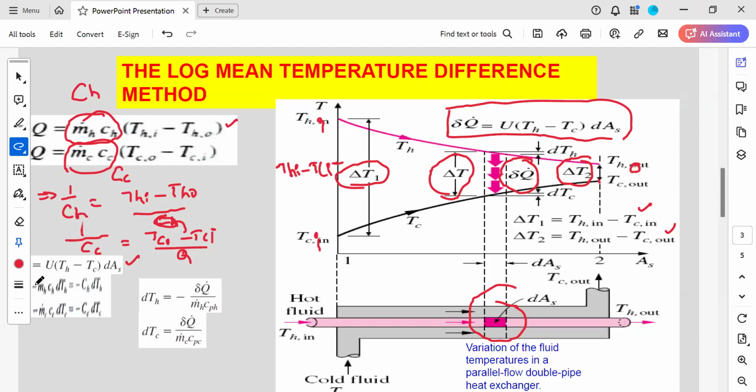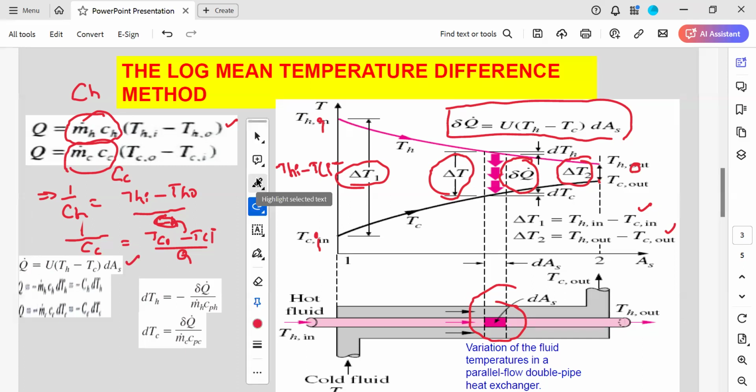From this equation we can write dq as the heat given by the hot fluid, which is minus MH CH dTH, where dTH is the change in hot fluid temperature along the length. Similarly, the heat taken by the cold fluid for that length is dq equal to MC CC dTC. Here MH CH is called CH and MC CC is called CC, the heat capacity of the cold fluid.